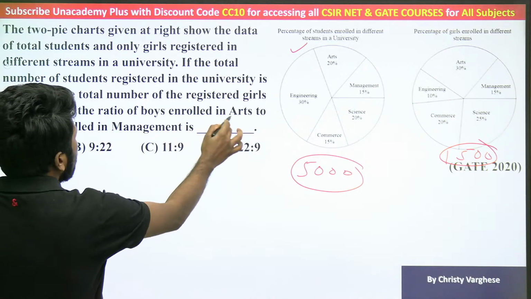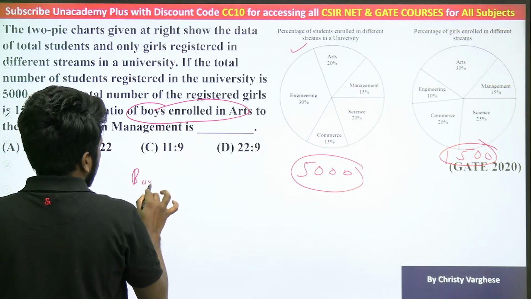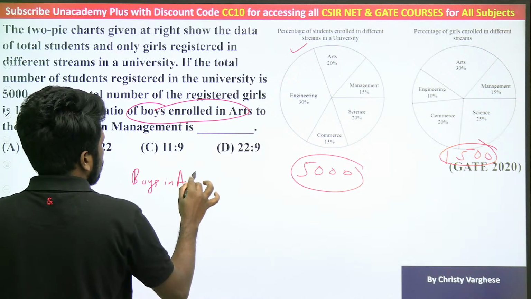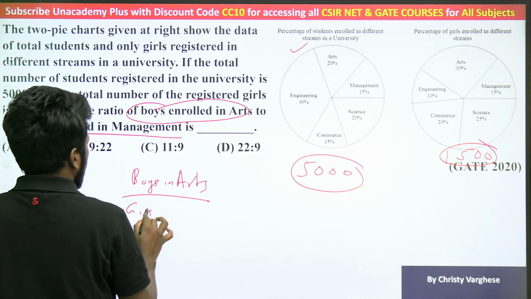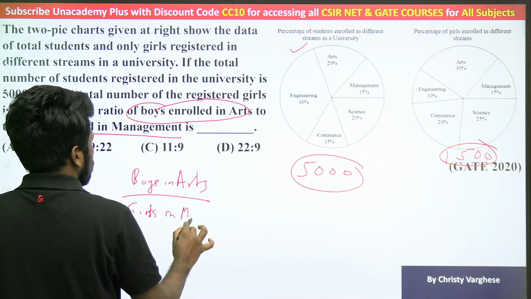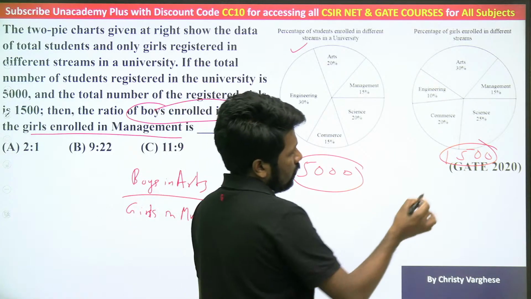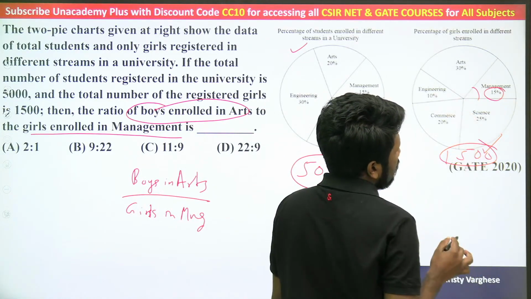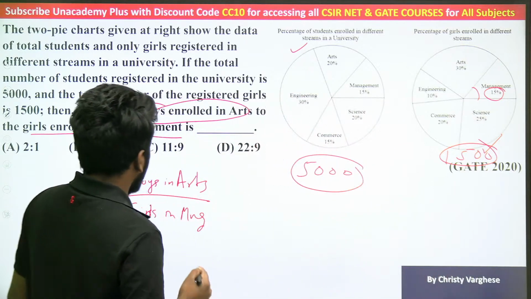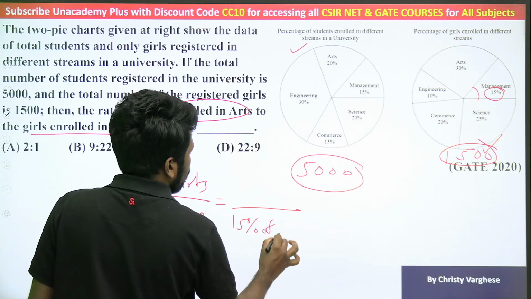Then the ratio of boys enrolled in arts. What is the question asking? Boys in arts divided by girls in management. Girls enrolled in management. So this is what the question is asking. Girls in management is straightforward, because there are 1,500 total girls, and 15% of the girls are in management. So definitely the denominator is obvious, 15% of 1,500.